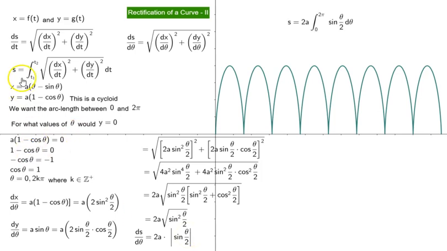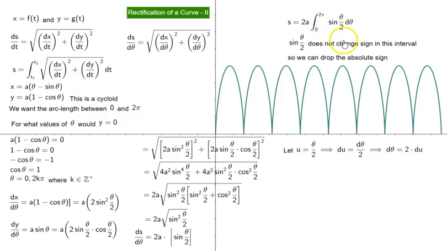Now, what is the next step? Next step is to integrate. So s is equal to 2a times integral from 0 to 2 pi of sine theta by 2 d theta. Now, the reason the absolute value disappears here is because in the interval 0 to 2 pi, sine is positive. So we don't have to bother with the absolute value. That is what is mentioned here. Sine theta by 2 does not change sign in this interval, so we can drop the absolute sign.